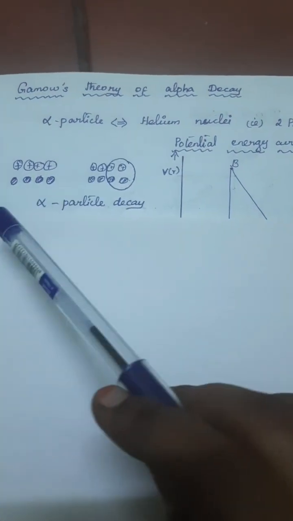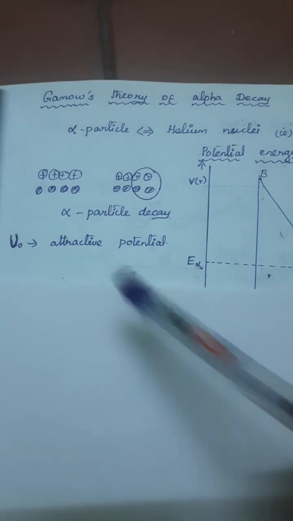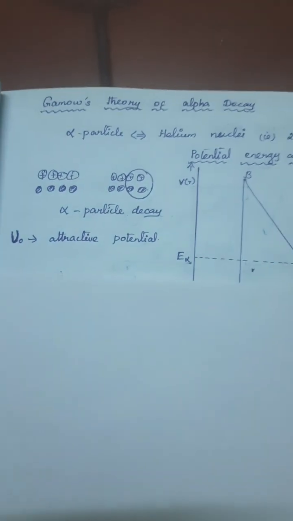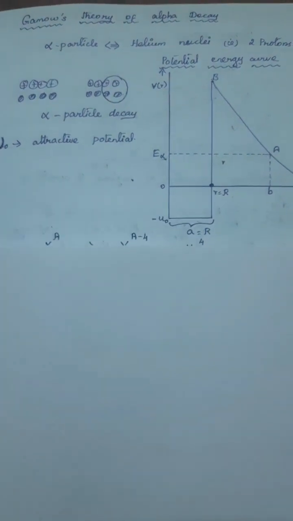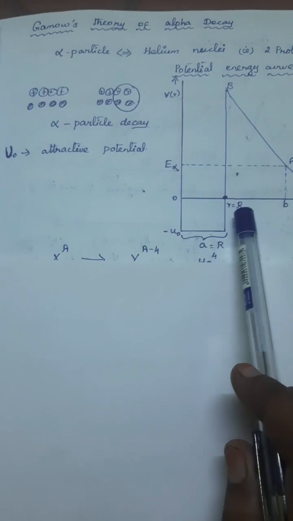Then we see that this alpha particle is emitted from the heavy nucleus. Here two protons and two neutrons are combined and strongly bound, and this forms the alpha particle. Here U naught represents the attractive potential. Suppose there is one heavy nucleus, it has some radius r, which is in the order of Fermi.